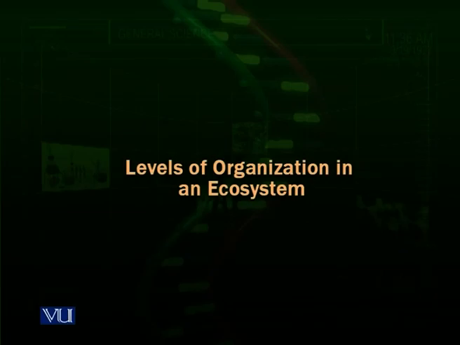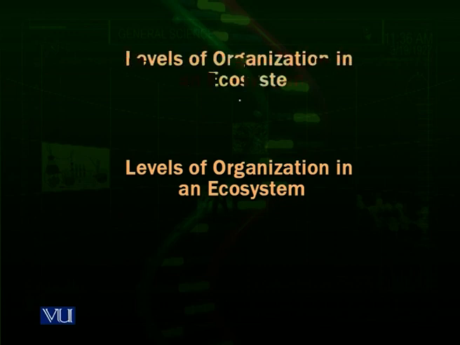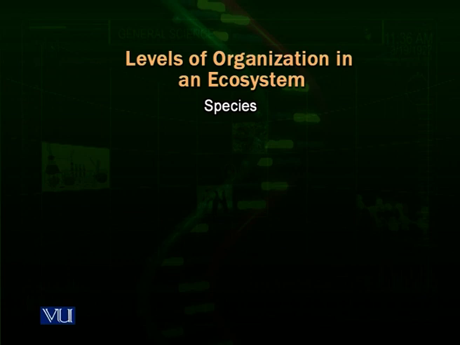There are different levels of organization in an ecosystem. An ecosystem consists of various levels of organization. The first level of organization in an ecosystem is a species. What is a species? Species is defined as all the organisms of the same kind which are living in an area and which can interbreed, which can live with each other and can interbreed.